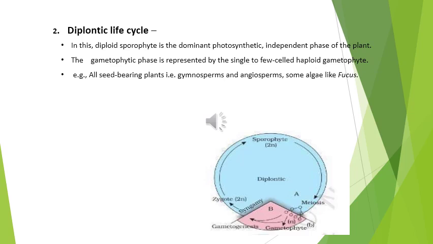The second type of life cycle is the diplontic life cycle. In this life cycle, the diploid sporophyte is dominant over the gametophytic phase. So this is an independent phase, or you can say this is the dominant photosynthetic phase, as we have seen in angiosperms, pteridophytes and gymnosperms. These phases have the maximum life, whereas the gametophytic phase is represented by a single, or you can say very few cells that are haploid in nature.